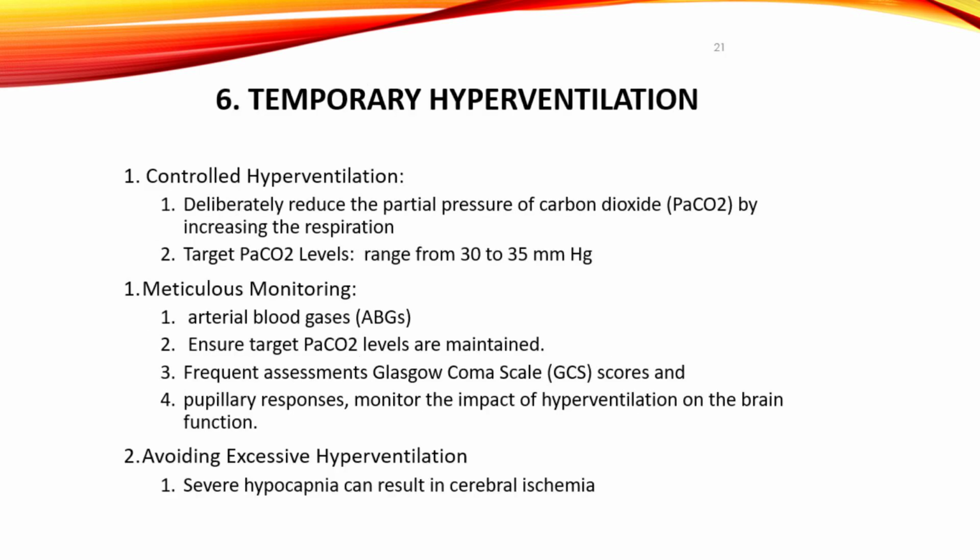Temporary hyperventilation reduces intracranial pressure, ICP, by inducing cerebral vasoconstriction, thereby alleviating the risk of brain herniation. Reduction of PCO2 results in vasoconstriction of cerebral blood vessels, decreasing cerebral blood volume and ICP. Controlled hyperventilation is typically used to target specific PCO2 levels. This should be closely monitored to avoid excessive hyperventilation, potentially worsening the patient's condition.